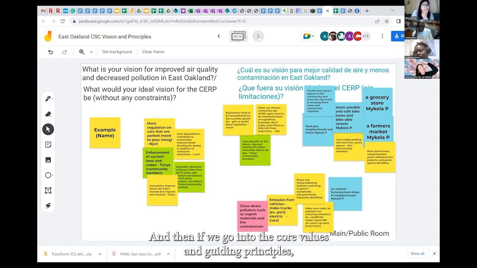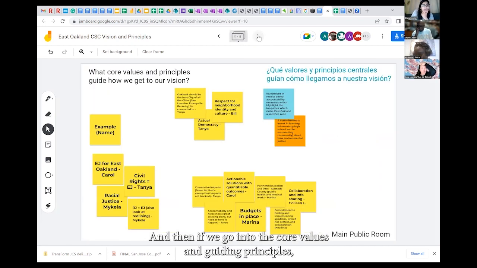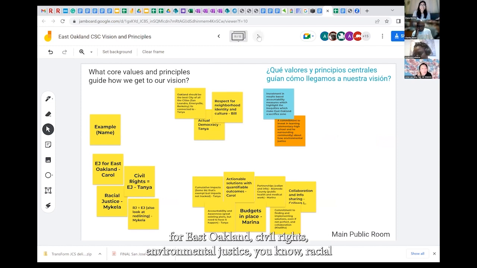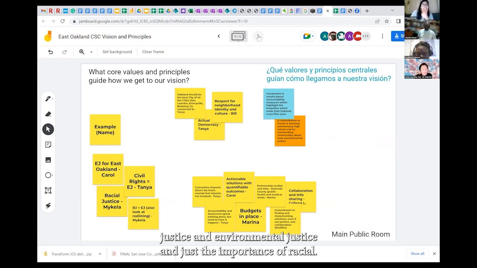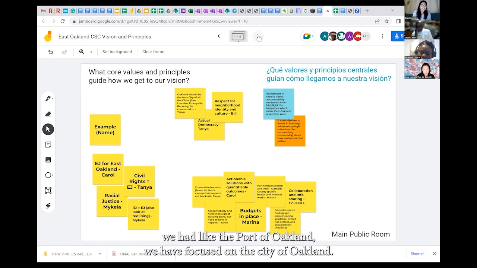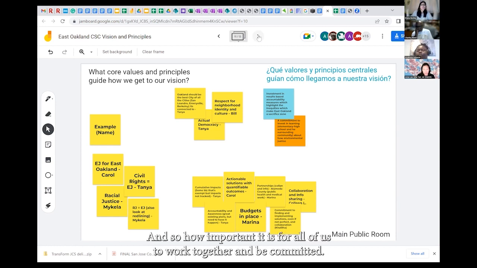And then if we go into the core values and guiding principles, we were saying things like EJ for East Oakland, civil rights is environmental justice, racial justice is environmental justice, and just the importance of racial justice. And then there was a lot of accountability, actionable solutions, talking about needing money, needing to talk about budgets so implementation can happen, and the importance of partnerships and collaboration. In our group, we had the Port of Oakland, we have folks from the city of Oakland, and so how important it is for all of us to work together and be committed.